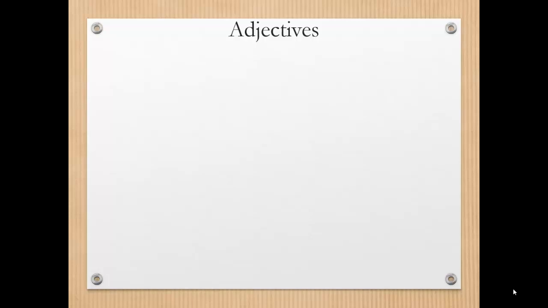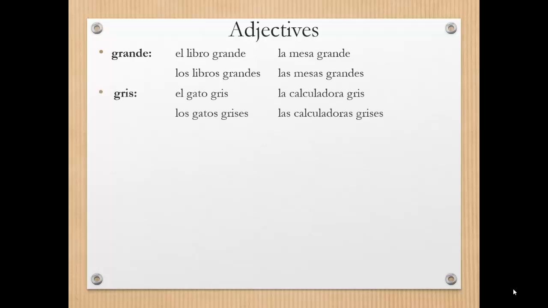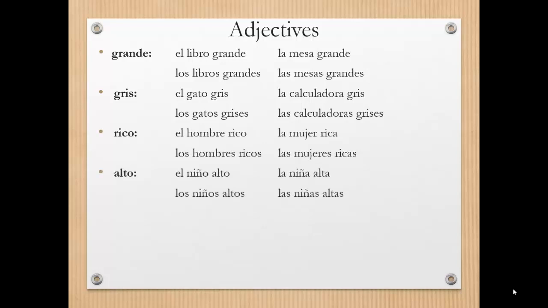Adjectives that end in e, or in most consonants in their default form, like grande or gris, only have two forms, singular and plural. You can see that in the examples here. But adjectives that end in o in their default form have four forms: masculine singular, feminine singular, masculine plural, and feminine plural. You can see that in rico and alto.